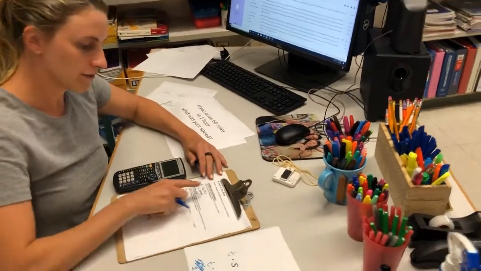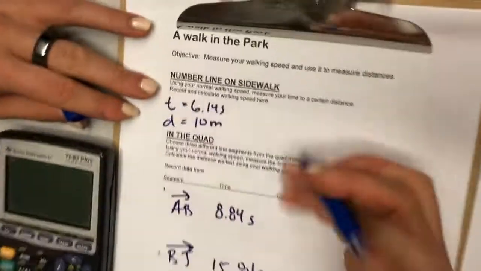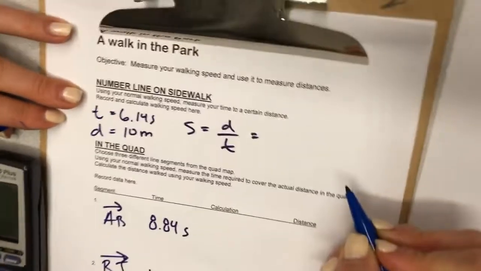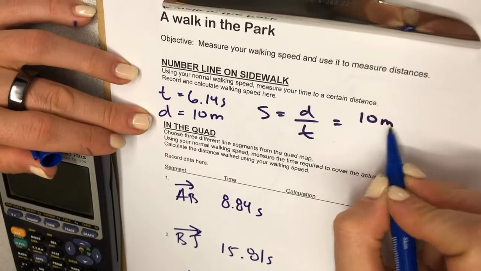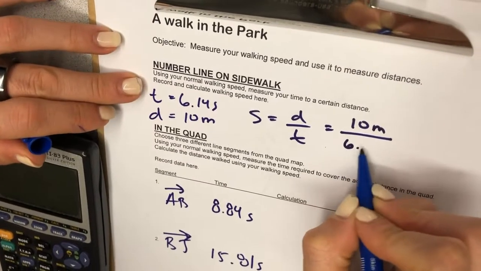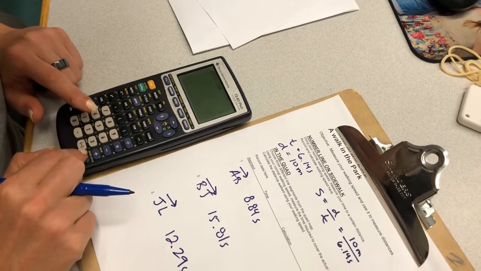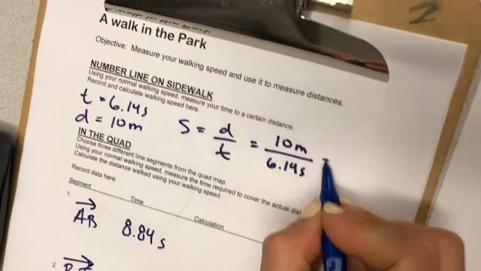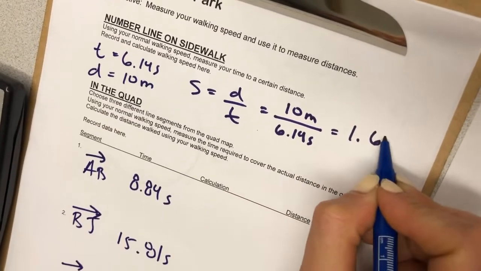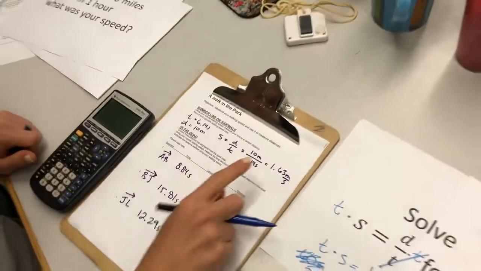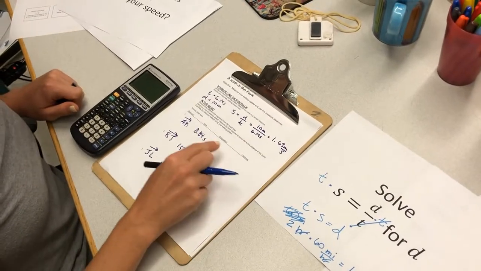All right, so here we are with our data. Now the first thing I'm going to do is calculate my speed. And don't forget, speed equals distance over time. So my distance was 10 meters divided by 6.14 seconds. You have to sing as you type it into the calculator. And I get my speed is, we're going to call it, 1.63 meters per second. Don't forget your units.